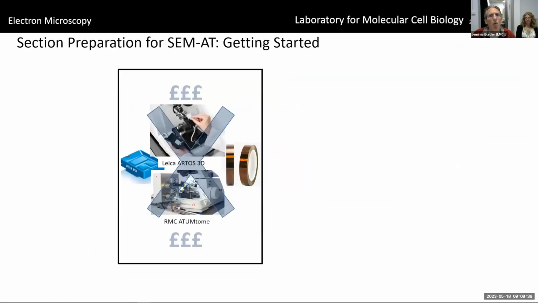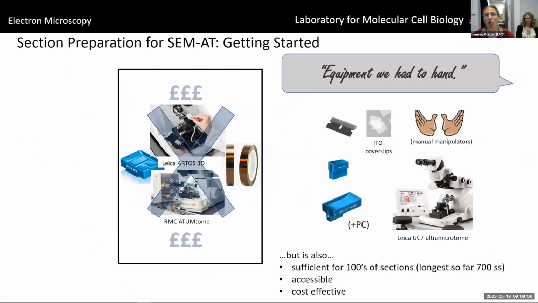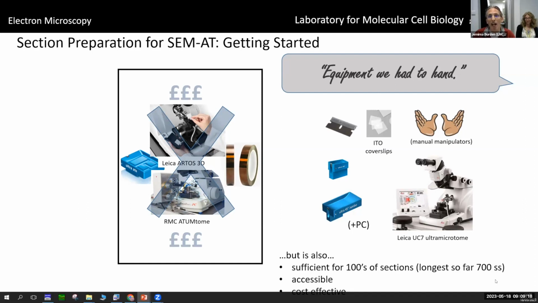Well, we decided when we were first starting, and the best way to get started without a massive outlay at the beginning, was to ignore the more expensive options and just to see what we could achieve with what we had to hand. And what we had to hand was razor blades, cover slips, and manual manipulators that we keep at the end of our arms, knives, so a standard knife and a jumbo knife, which we've made some in-house modifications to, and our Leica UC7 microtome. And we've found that for us, this has been sufficient to routinely and reliably get hundreds of sections collected. The longest we've done so far is about 700 sections, but we routinely do 500, 600s. And that makes this method accessible to everyone and highly cost effective.